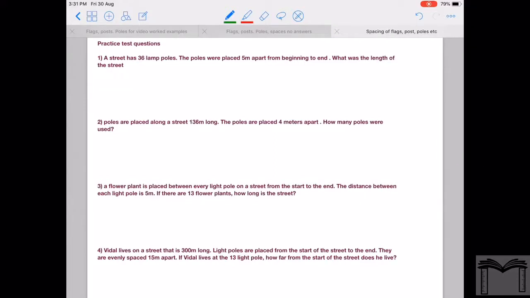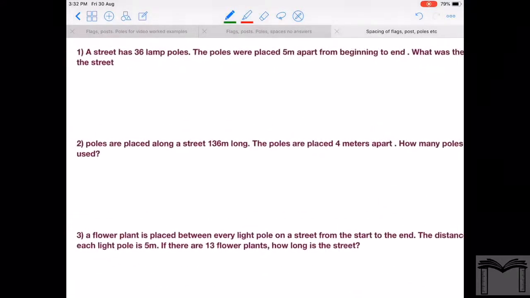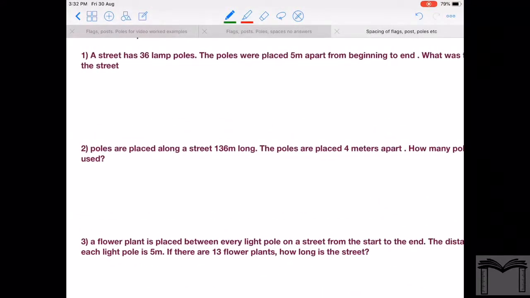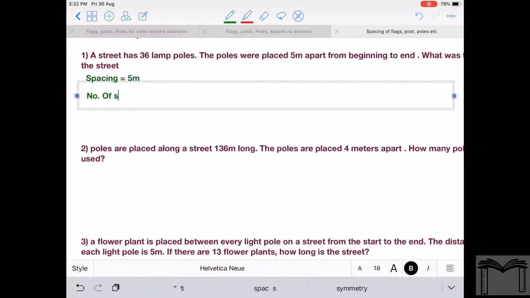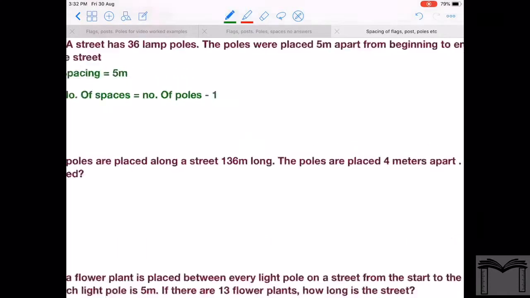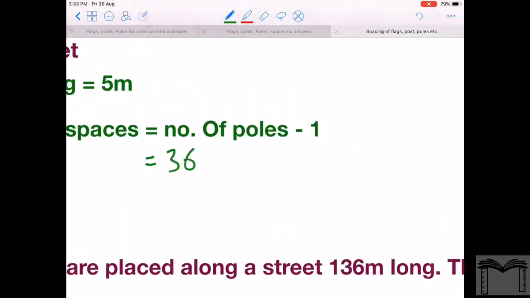Number 1. A street has 36 lamp poles. The poles were placed 5 meters apart from beginning to end. What was the length of the street? Keep in mind, the total length of the street is simply the sum of all the spaces between the lamp poles. So the first step is to find the amount of spaces. And remember, the formula tells us that the number of spaces is the number of objects minus 1. Given that there are 36 lamp poles, 36 take away 1 is 35. So there are 35 spaces.